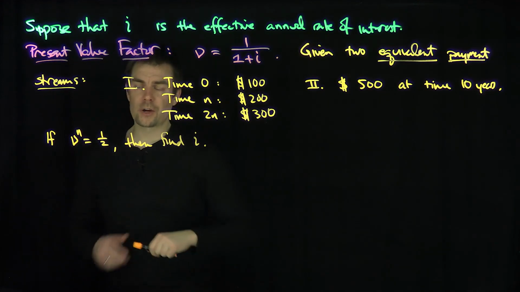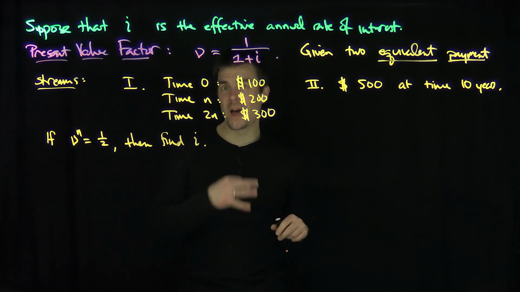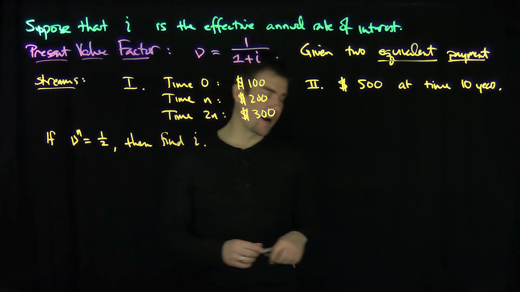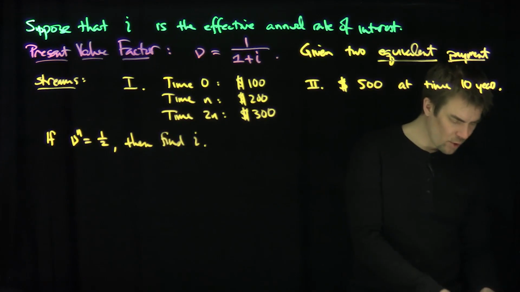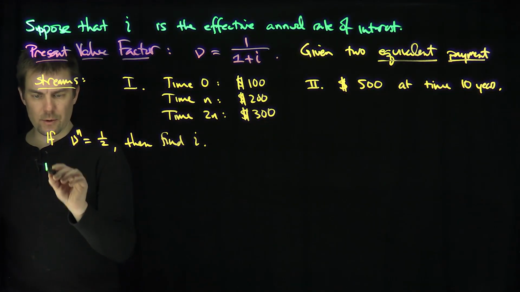So we're given some information over here, and I have to equate these payment streams because I don't know what n is. So if I knew n, I'd be able to find I, but I can equate these two payment streams to actually find I. So let's do it. So we're going to bring everything back to time 0, okay? So what is the time 0 equation over here?